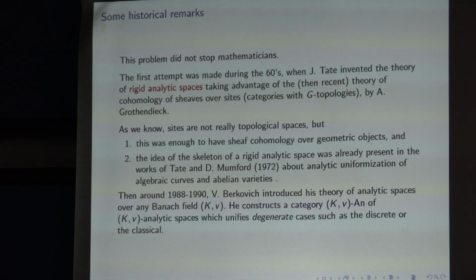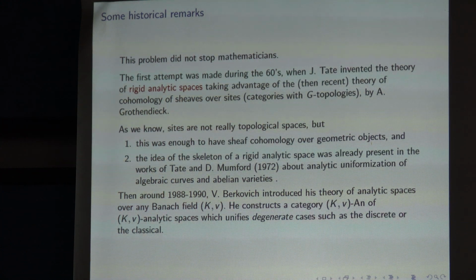So the problem with this approach is that a site is not really a topological space. You don't have points, you just have good covers, and you can do some geometry there, but if you are a classical mathematician, you don't have points. So this was a problem, but nevertheless, we were able to do sheaf cohomology, and the idea of skeleton that I'm interested in was already present in rigid analytic spaces by the works of Tate himself.